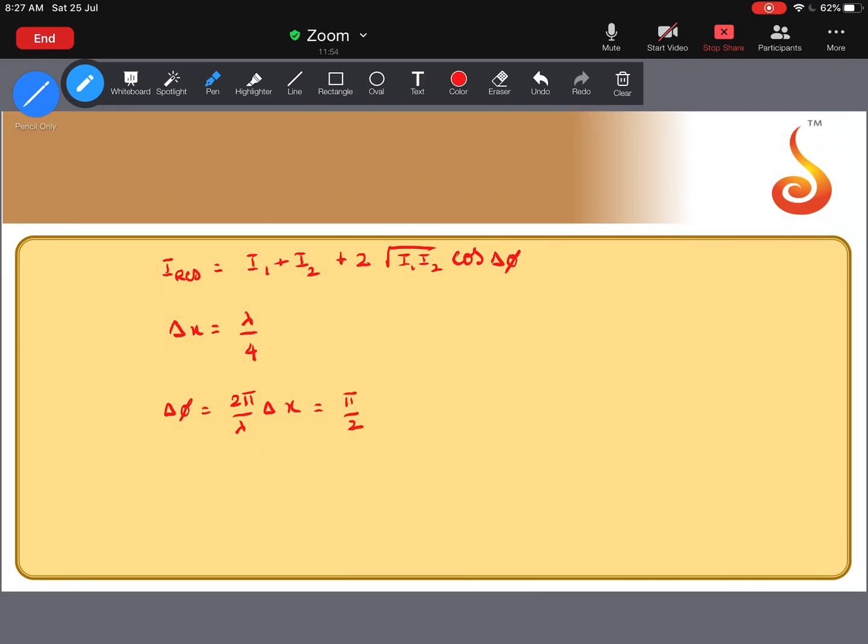So now after substituting for delta phi, we'll get I resultant as I1 plus I2, as delta phi is pi by 2, we'll get cos pi by 2 as 0. And this is nothing but 4 I naught plus I naught. So I resultant is going to be 5 I naught. This is the answer.